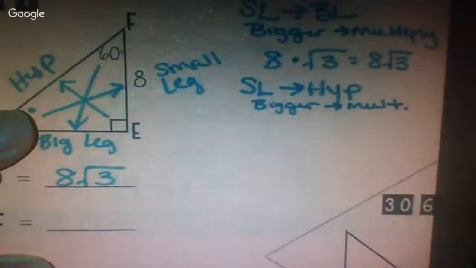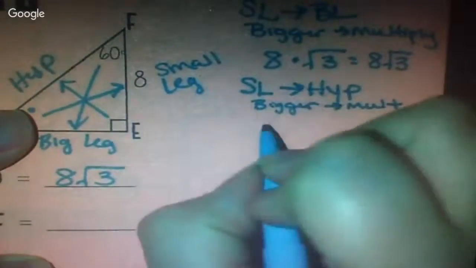Okay. We now need to go, because again, I said everything's based off of that small leg, from the small leg to the hypotenuse. Again, am I getting bigger or smaller? Bigger. So we multiply. And your rule to go from the small leg to the hypotenuse is to take the small leg and multiply it by 2.